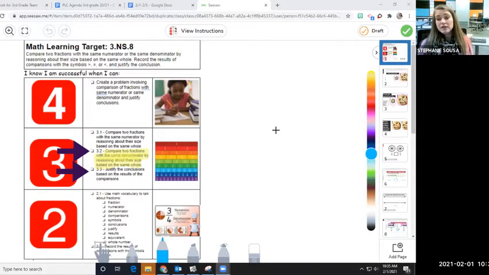The comparison lessons that you did with money are going to help you with these fraction standards because you are also going to be comparing fractions and determining if fractions are larger or smaller than another fraction that is shown. So you will be working today on this highlighted section of 3-2. Compare two fractions with the same denominator by reasoning about their size based on the same whole. So we're going to be looking at fractions that have the same denominator.